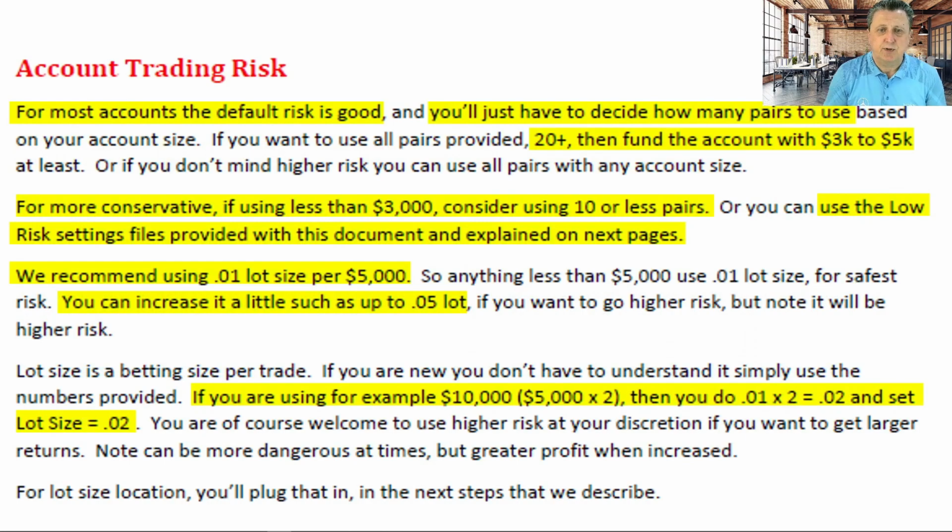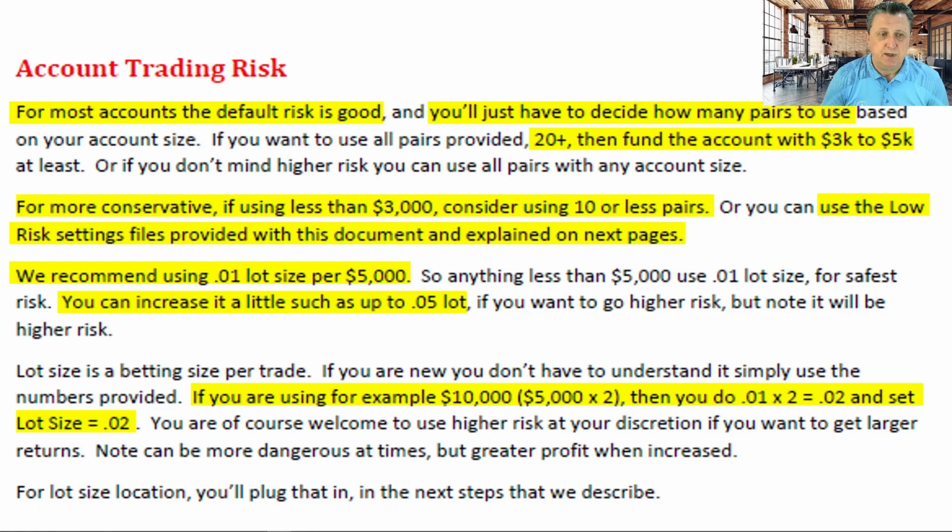Now pay attention to this part, because this gets a bit more complicated because we have different set files and we have different types of accounts. So again, account trading risk. For most accounts, the default risk is good. You should have decided how many pairs to use. And as I said again, if here they say 20 plus, then fund the account with 3 to 5,000 at least. And that is definitely also what we have done.